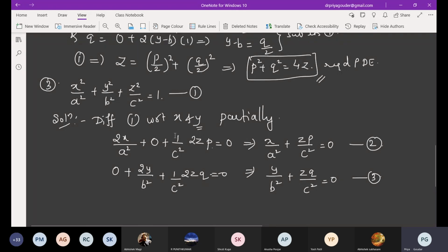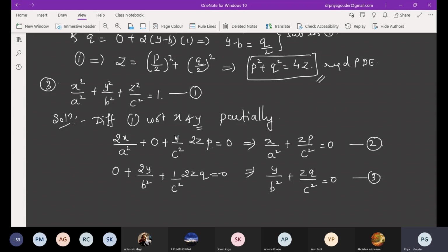Example 3. There are 3: a, b, c. So if the number of arbitrary constants is more than 2, you cannot do it with only first order derivatives. You have to surely go for second order. Did you get one point here? If the number of arbitrary constants is more than 2, you have to compulsorily go for second order derivatives to get the PDE, else you cannot find it.